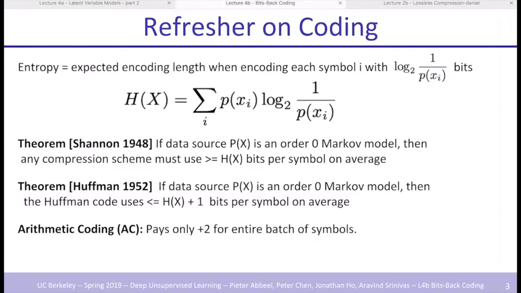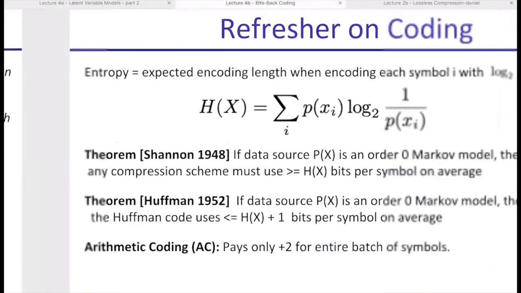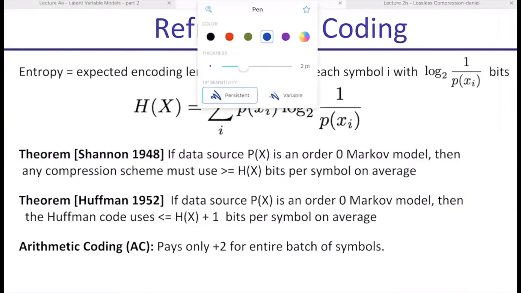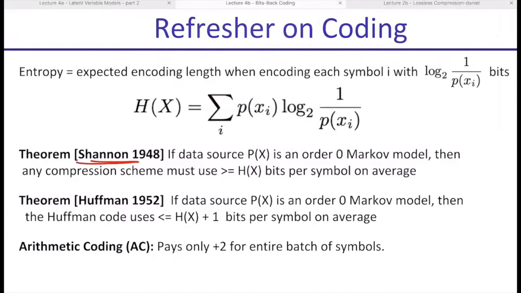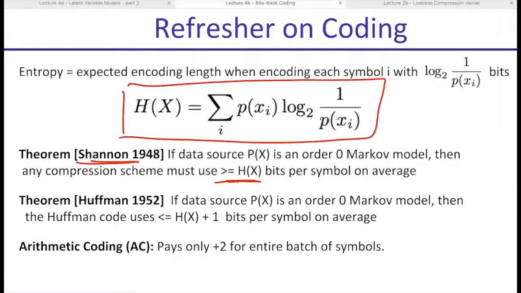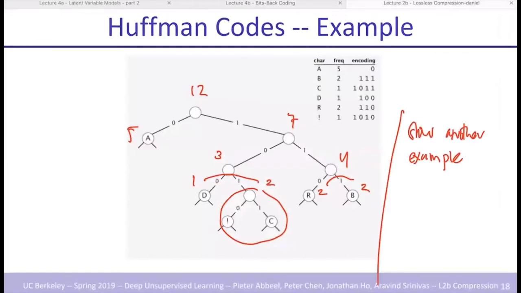So in the first case, there was a theorem said by Shannon that any compression scheme has to have at least this much, which is the entropy. So this is the gold standard, like the best case you can get. So we're trying to get something that approximates this. Then the other theory that was proposed was that we can get close to it by the entropy plus one.